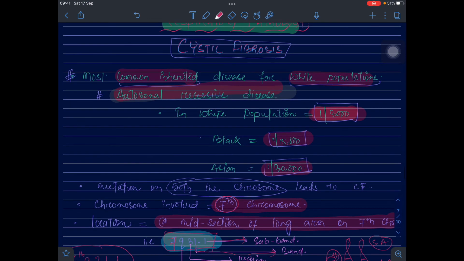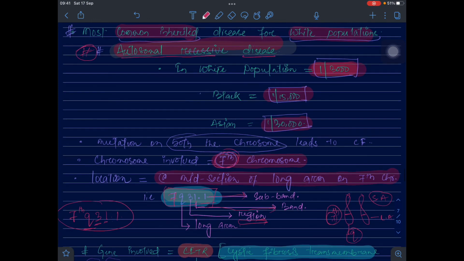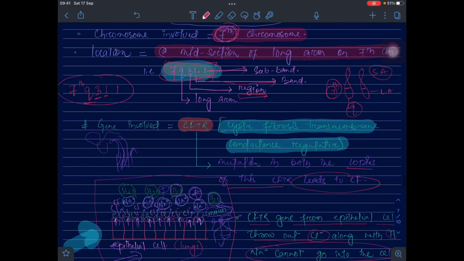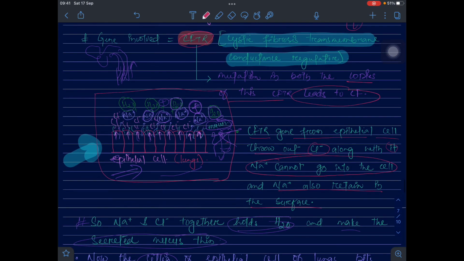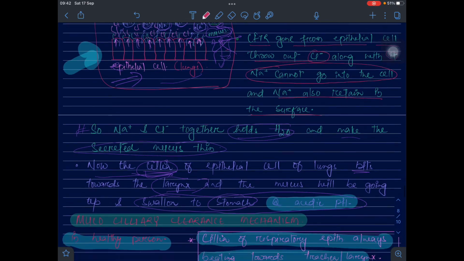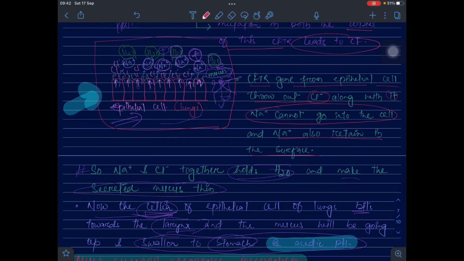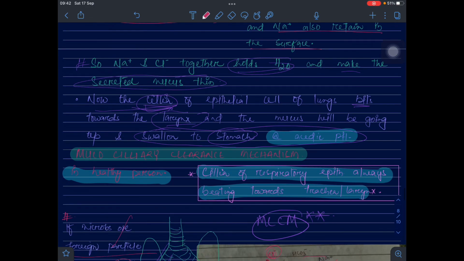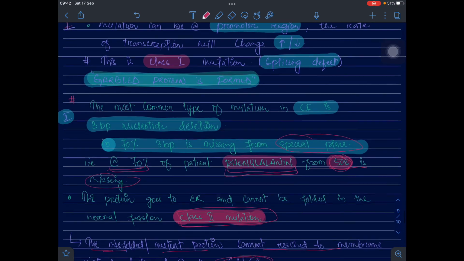Okay, so the most important thing from an exam point of view is that this is an autosomal recessive disease. The 7th chromosome is involved, the long arm of the 7th chromosome. The CFTR gene is involved in cystic fibrosis. CFTR, okay, cystic fibrosis transmembrane conductance regulator. And you have to understand very well the mucociliary clearance mechanism, and once you know the mucociliary clearance mechanism of a healthy person, you will understand how cystic fibrosis occurs with the impairment of this mucociliary clearance mechanism. Okay, so I hope this will help you understand cystic fibrosis better.